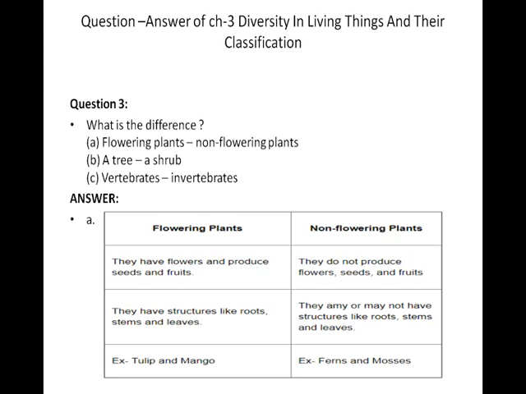Examples of flowering plants are tulip and mango, and non-flowering plants are ferns and mosses. The plants we see in desert areas also come under non-flowering plants, and because they don't produce flowers, that's why they are called non-flowering plants. While flowering plants produce flowers, and also seed and fruit.